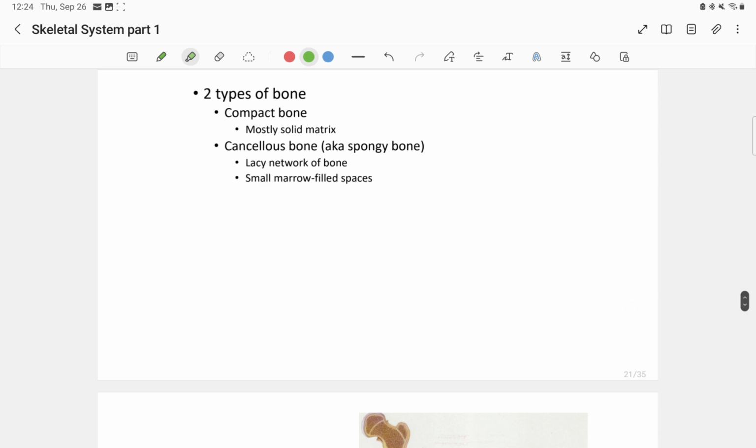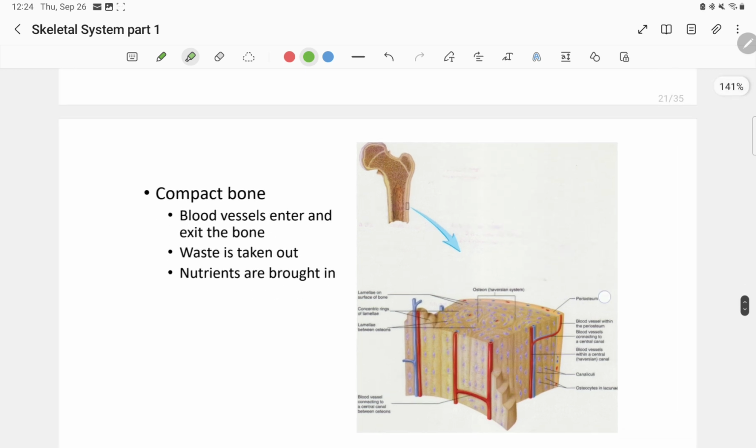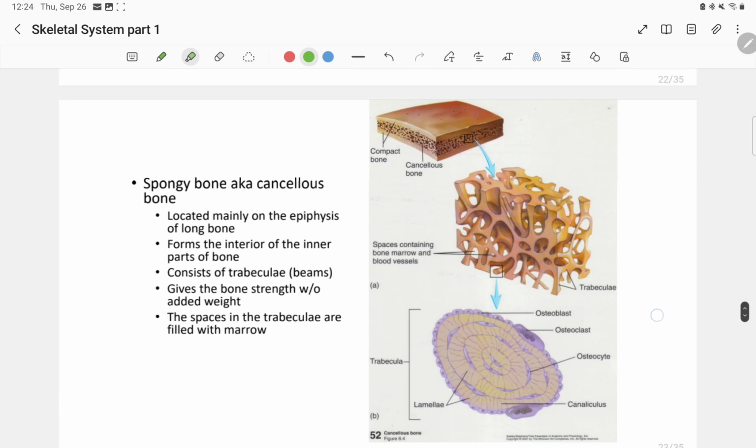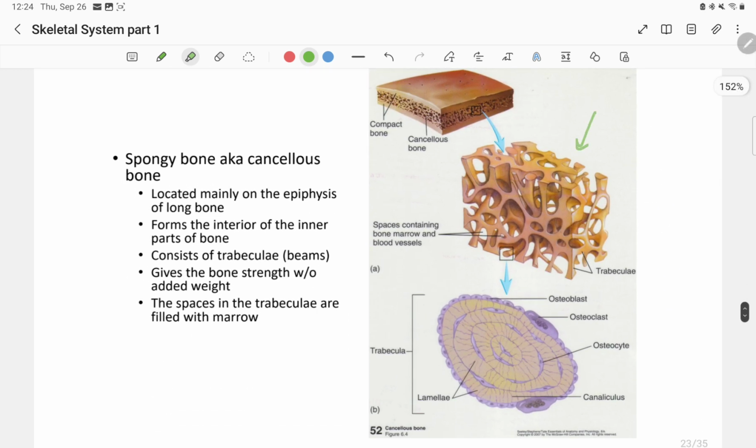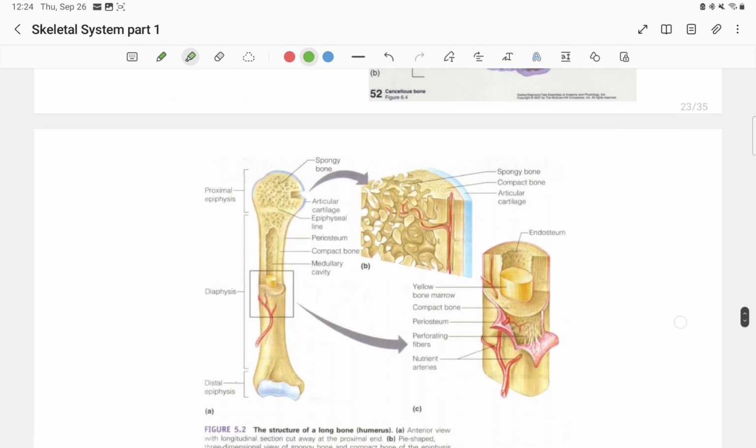Okay, so we looked at this just a little bit ago, the difference between compact bone and cancellous bone. Compact's the thicker part of bone, the dense part. Cancellous is also known as spongy bone. That was that lacy area. Here's a close-up of the spongy bone, and that lacy network is called a trabecula. So you get these beams, and you still get the strength without all the weight of spongy bone.